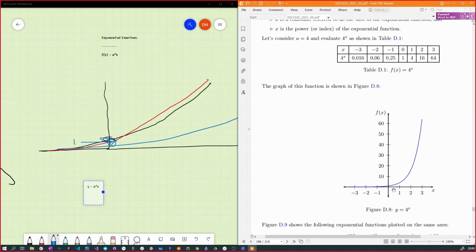Now, that line that we sort of tend towards but we never reach, who can tell me what the name of that line is? Anybody at all want to take a guess what that line is called? It's called the asymptote, right? That line that we are tending towards but we never actually reach.